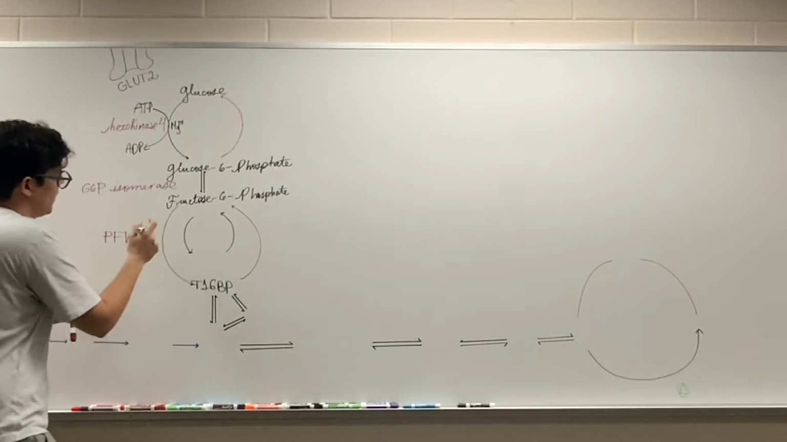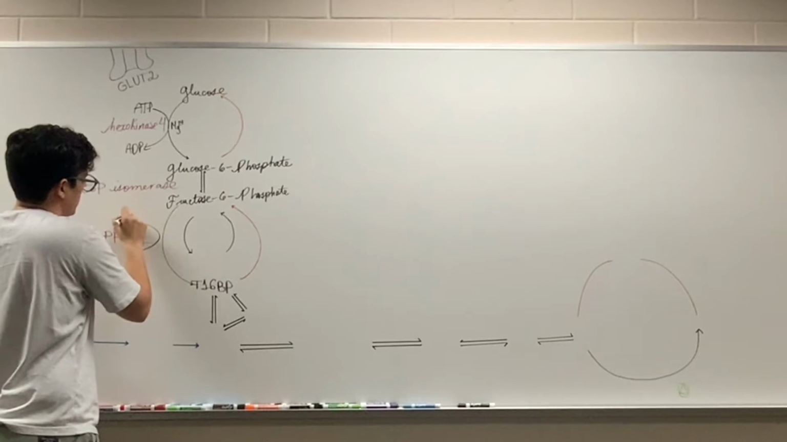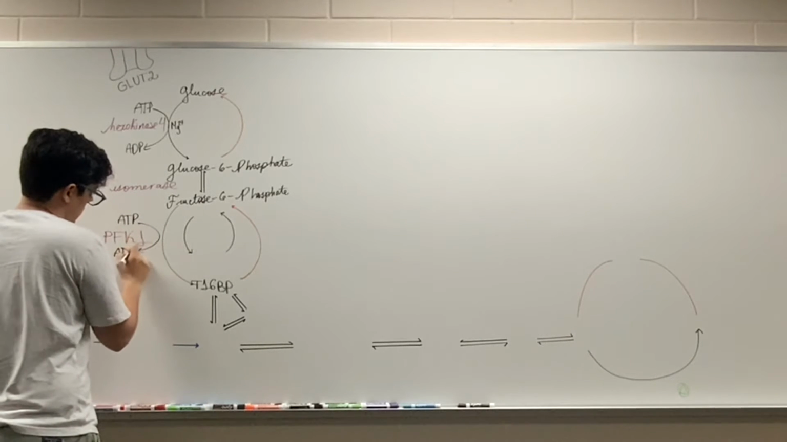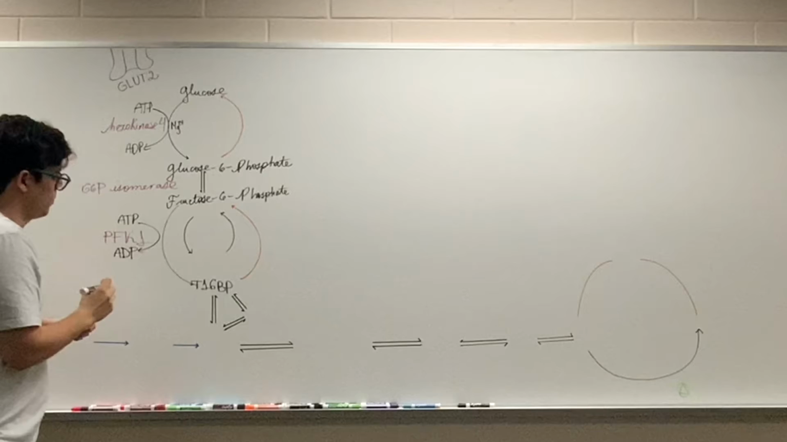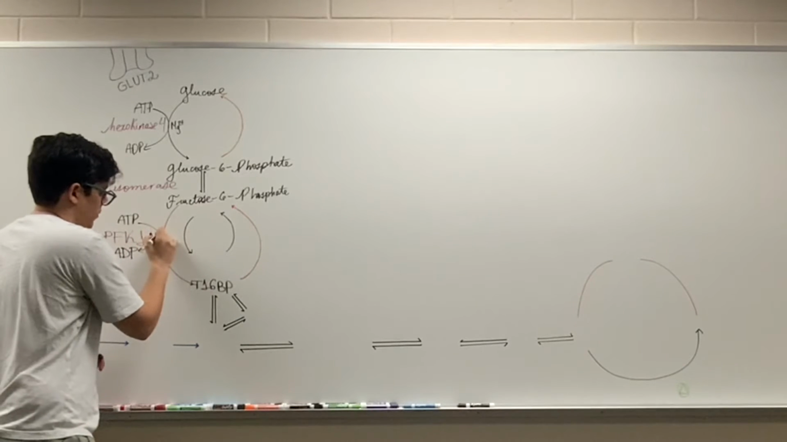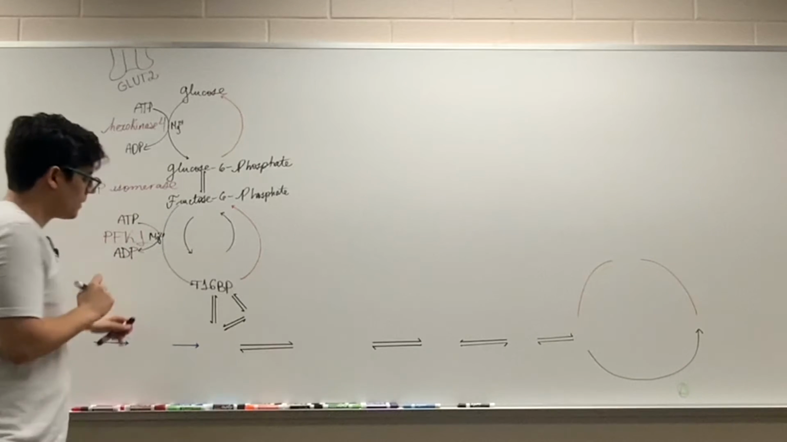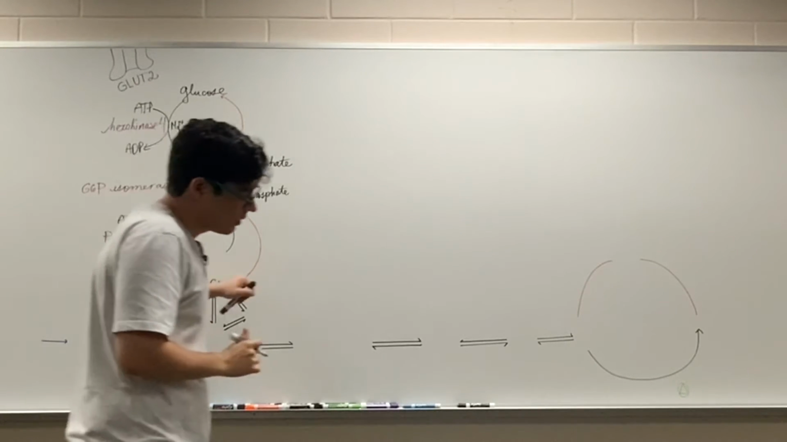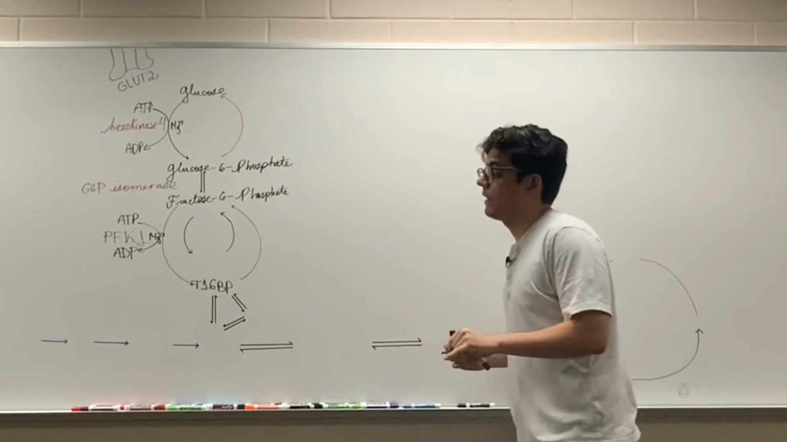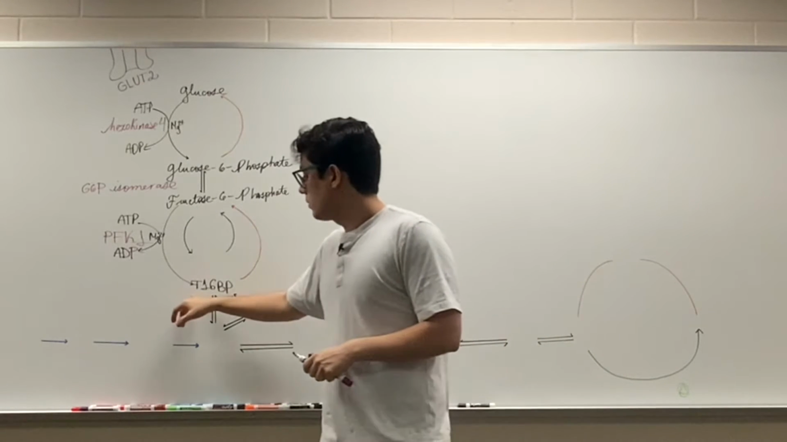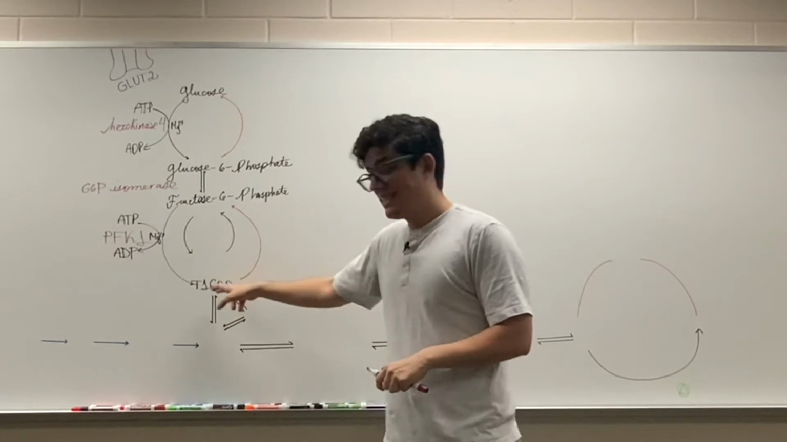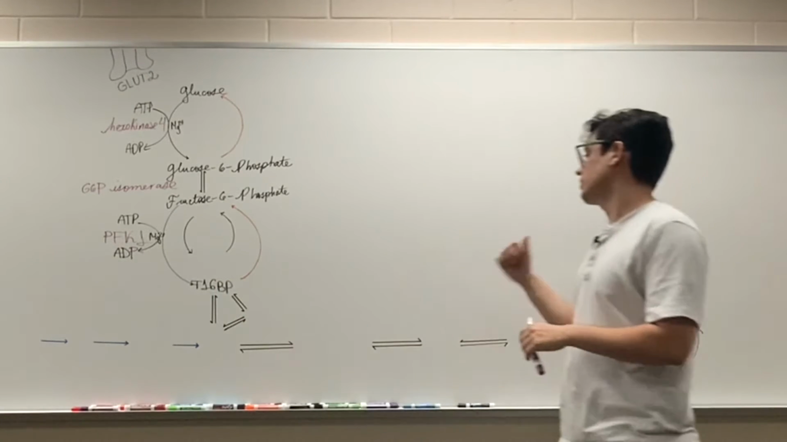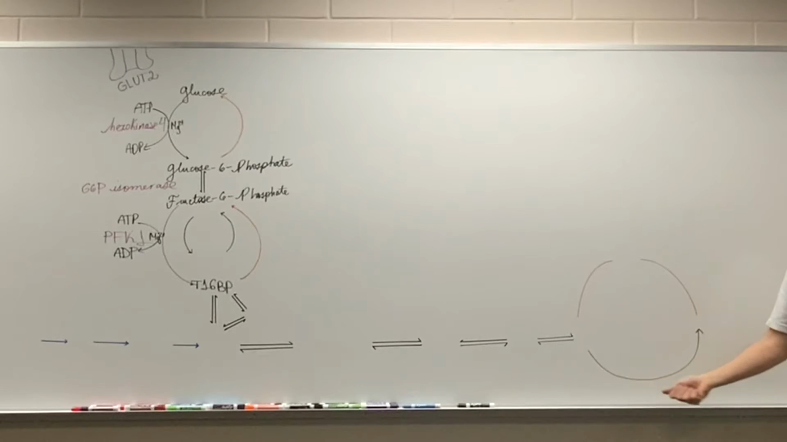And on this step, we also are using energy in the form of ATP to make this step favorable and irreversible. And another thing, this step is called the rate-limiting step of glycolysis. Why? Because fructose 1,6-bisphosphate acts as a positive feed-forward activator towards the last enzyme in glycolysis called pyruvate kinase.